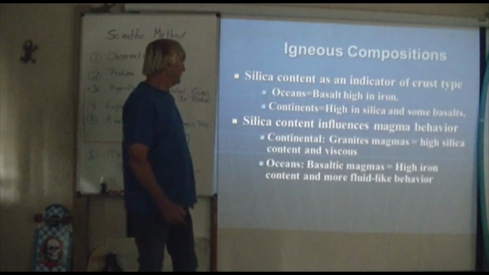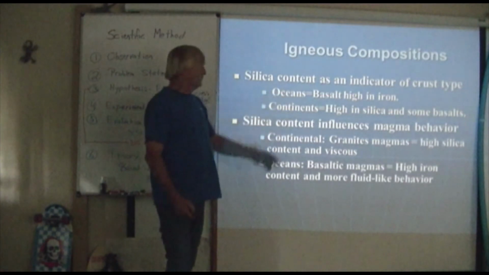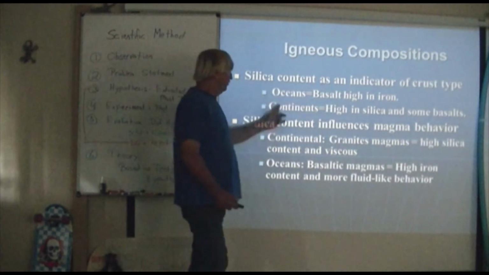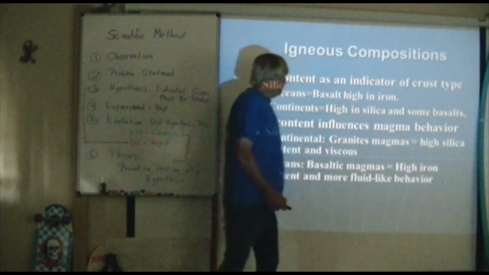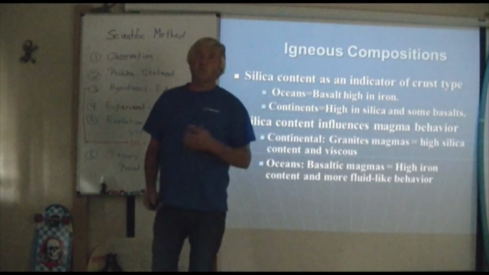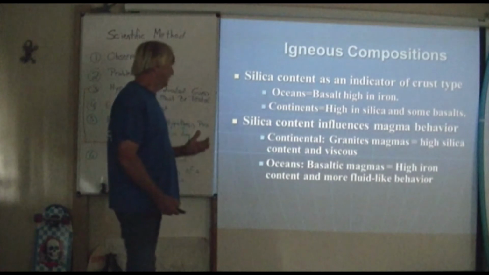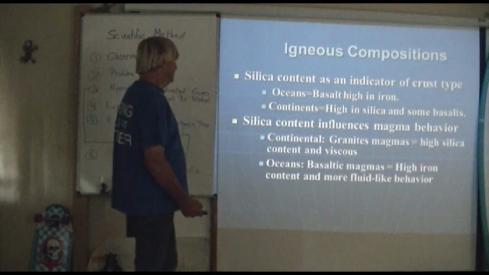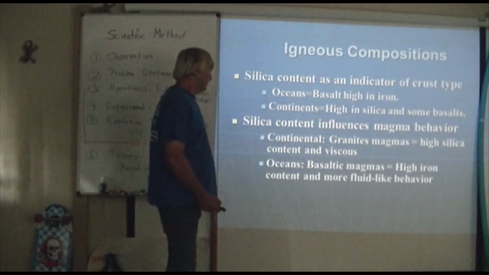So igneous rocks. Remember, there's two types of crust: oceans and continents. Oceans are rich in basalt, higher in iron. Continents are lighter, more buoyant rocks. They're rich in quartz and feldspars. So silica plays a big part in those particular rocks. They're lower temperature too.